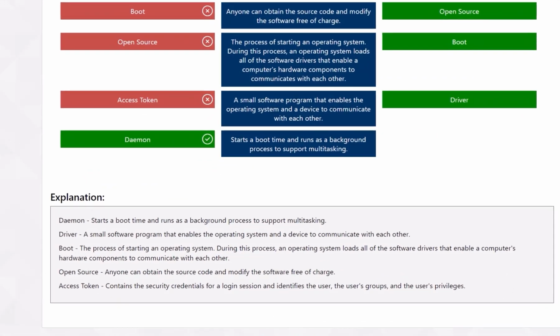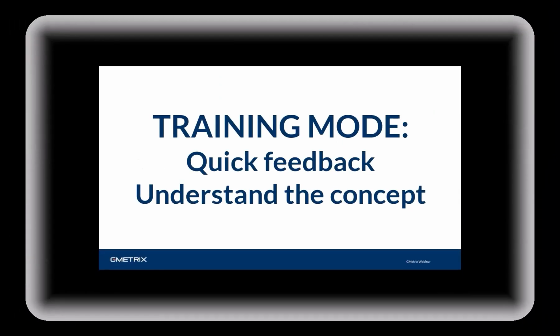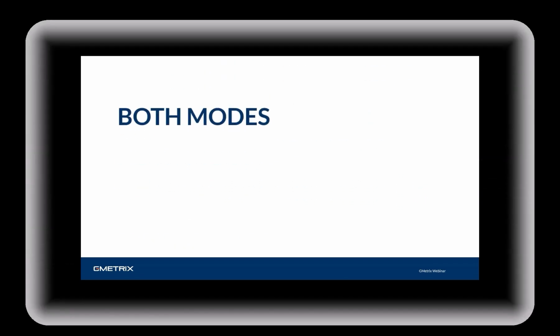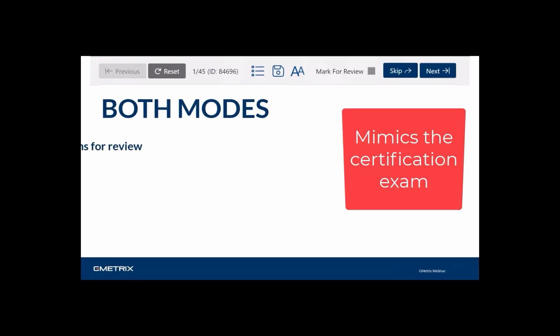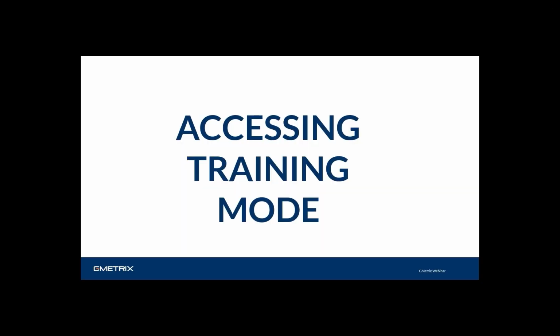Learners are provided immediate feedback to let you know whether you got the question right or wrong, and it gives you the opportunity to correct your answer. Training mode is great when you're still becoming comfortable with the material because it allows you to get quick feedback and learn why you do or don't understand the concept. Both modes allow you to mark questions for review, reset a question, save and return later, and skip questions, mimicking the certification exam. Now we will navigate to the GMetrix student portal and access a test in training mode.